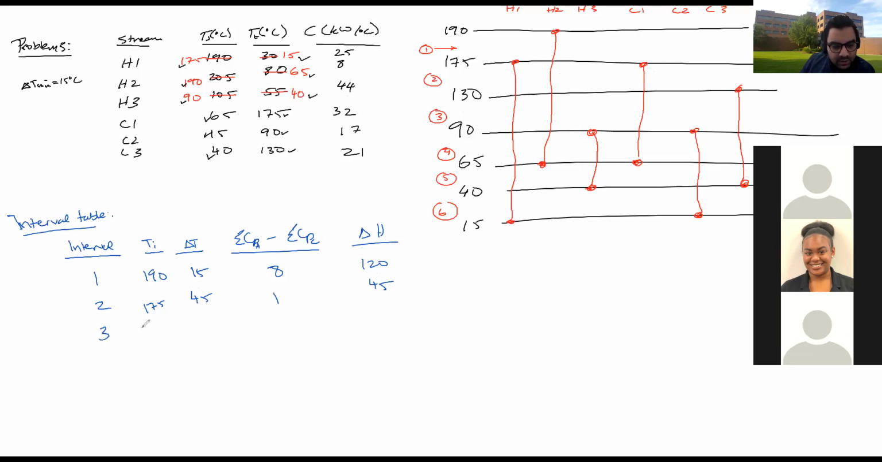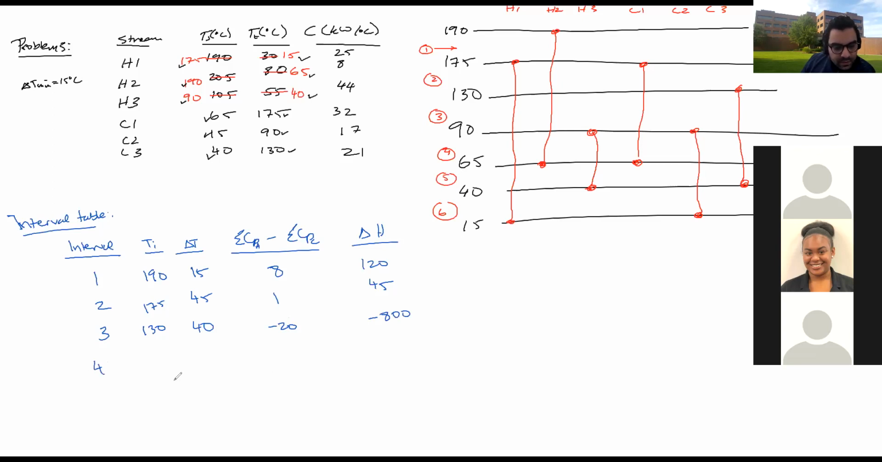Interval 3, my initial temperature is 130. My delta T, 130 minus 90, is 40. Summation of Cp hot minus Cp cooled will be H1 plus H2 minus C1 minus C3. So H1 is 25 plus H2, which is 8, minus C1, which is 32, minus C3, which is 21. So this value is minus 20. And delta H will be minus 20 multiplied by 40, minus 800.